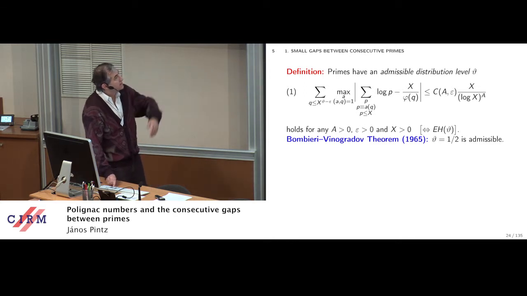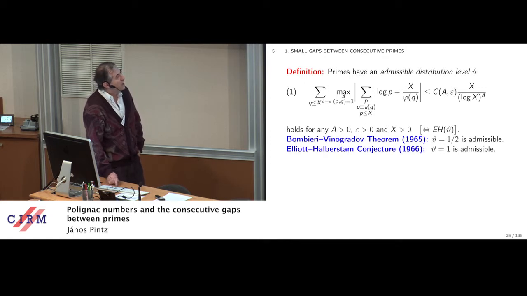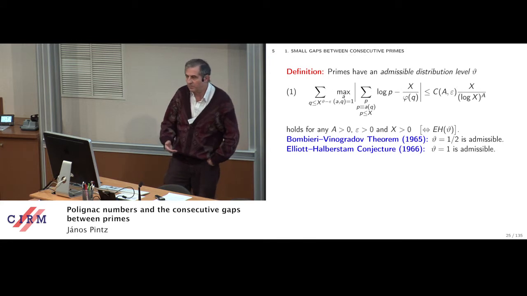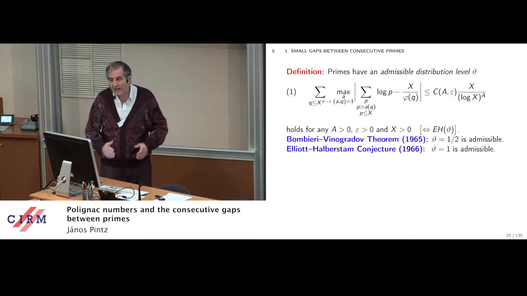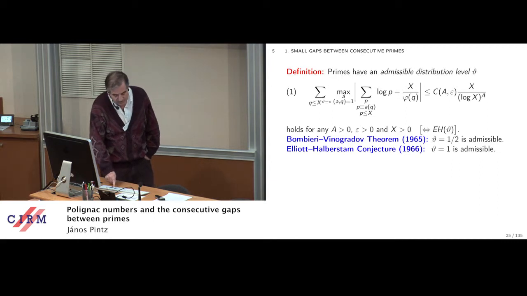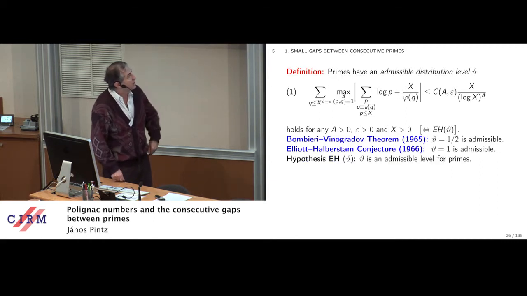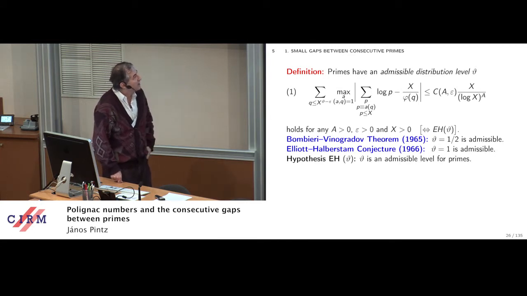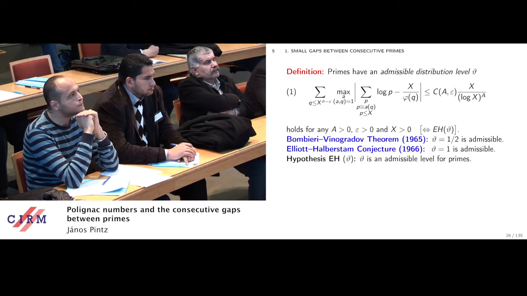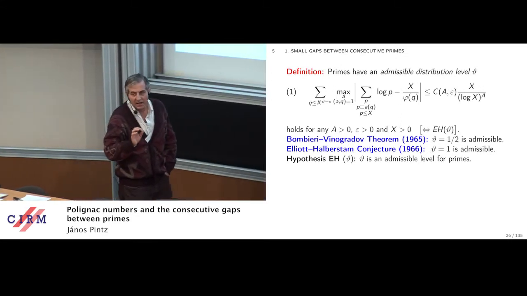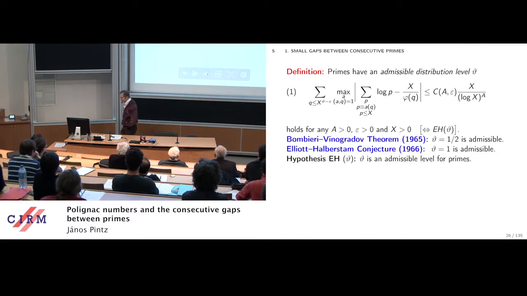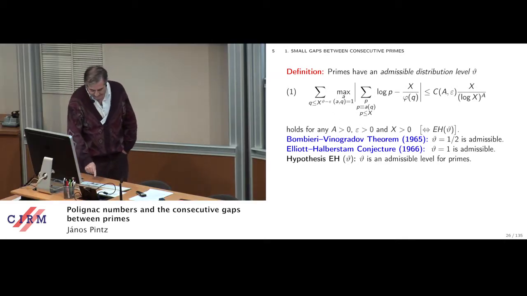So we call a theta admissible if this expression is true, and then the result theta equal 1/2 is a theorem, the Bombieri-Vinogradov theorem. Theta equal 1 is a very deep conjecture of Elliott and Halberstam. And there are naturally any possible intermediate conjectures. Now, that means the hypothesis EH theta means that formula 1 is true for theta, and then we call theta an admissible level for primes. And whenever you later find the notation theta, this will always refer to an admissible exponent of the primes, but in some cases some restrictions will apply, and we don't need it in its full strength, but more in a restricted sense, which I will explain soon.